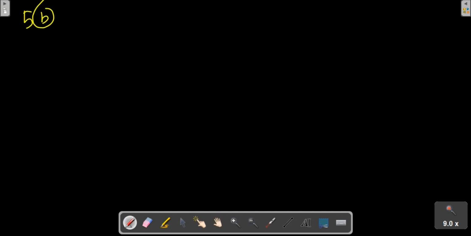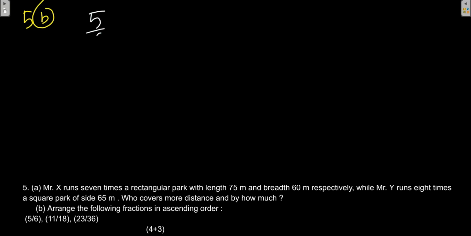So in 5 part B, it is asked that there are some fractions. Let me copy them first: 5 by 6, 11 by 18, 23 by 36. They told us to arrange them in ascending order. Students, we all already know that for arranging fractions in ascending order, we first need to convert them into like fractions. You know what like fractions are? Like fractions are those where the denominators are the same.